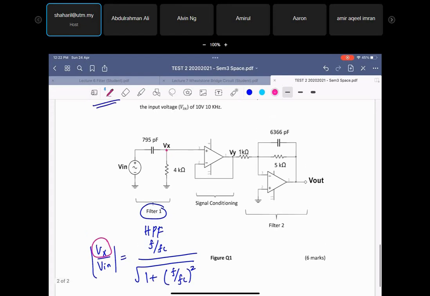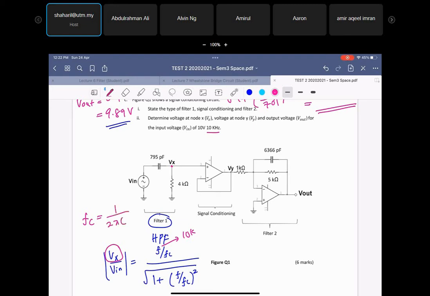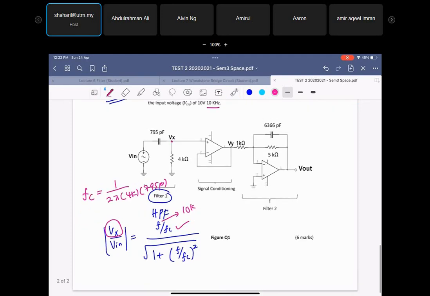Okay, we want to know the value for Vx because the F, the frequency that we got from here, is V in, we know. Okay, F equal to 10. Fc you can find from here, so Fc equal to 1 over 2 pi, and then you times with 4k, and then you times with 795 pico. So you got your Fc done. Okay, so F and Fc you got, so you can find the Vx here, which is this value you need to times with the V in. Here you get it, right?